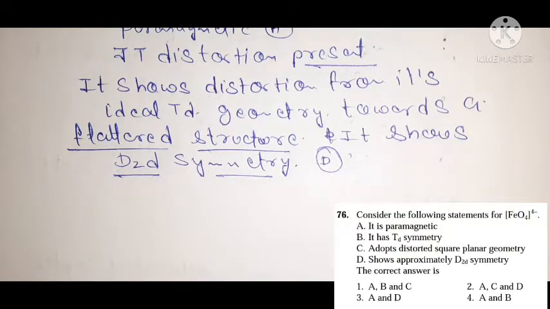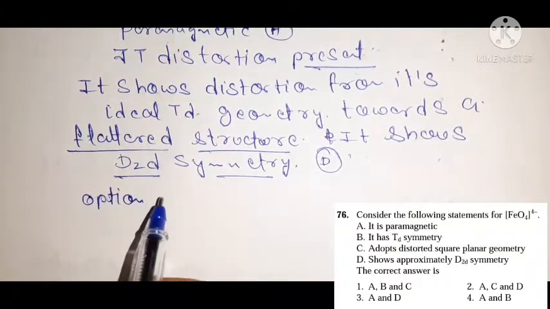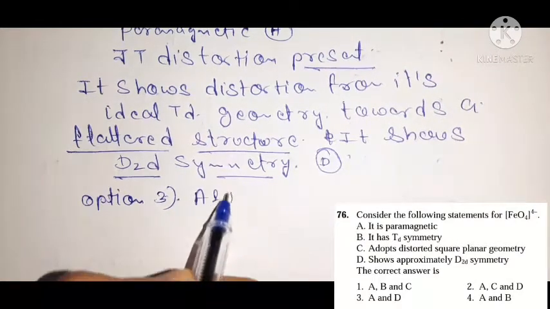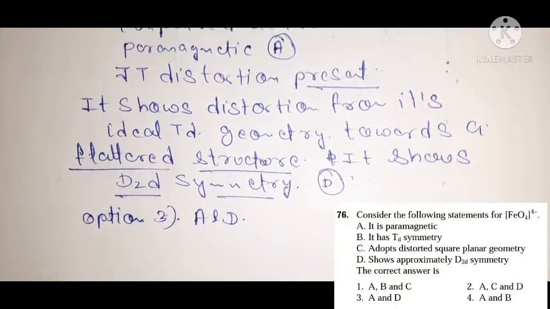Okay, so on the basis of this conclusion, statements A and D are correct statements, and this is your option 3, in which statements A and D are present. So option number 3 is the correct answer for this question, which contains statements A and D. Understand? Okay.